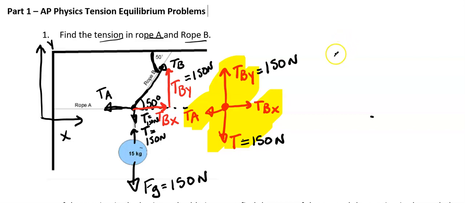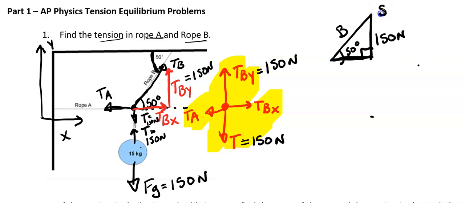Now let's draw the picture. I know this is 50 degrees. This is 150 newtons. Now I want you to think about how you can find the tension in rope B, and then how you can find this side too. Go ahead and pause the video, do it yourself, and then check back in.